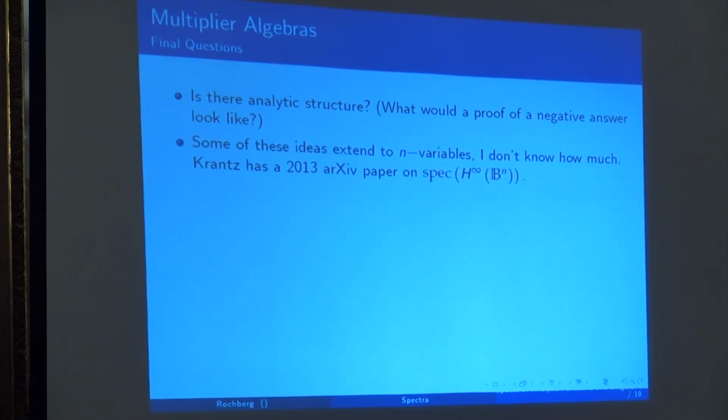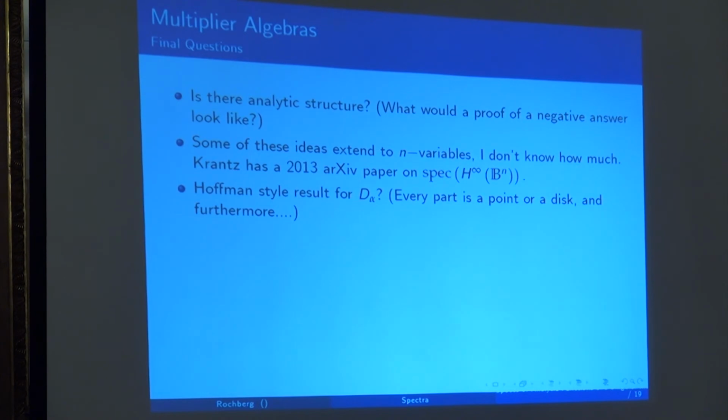Some of the things I was just saying extend to n variables where there is much less known about the maximal ideal spaces. Steve Krantz has a paper on the archive from not long ago about the maximal ideal space of the bounded analytic functions on the ball, but that again is trying to go back to the work from the 50s, 60s, 70s and see how it extends, and he's got some nice results.